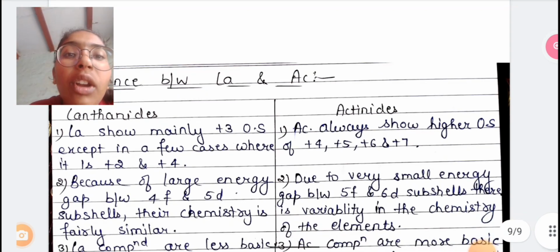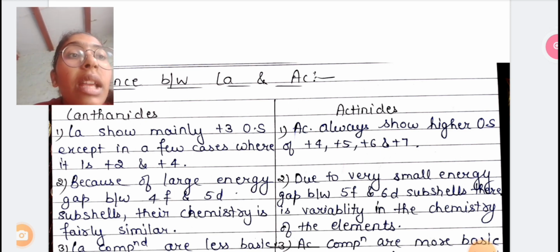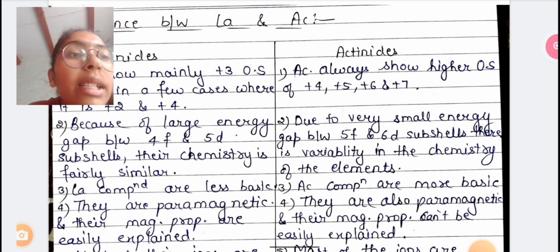Second one is lanthanoids have a very large energy gap between 4f and 5d subshell. Their chemistry is fairly similar. On the other side, actinides, due to very small energy gap between 5f and 6d subshell, there is variability in chemistry of elements. Third one is lanthanoid compounds are less basic. On the other side, actinoid compounds are more basic.